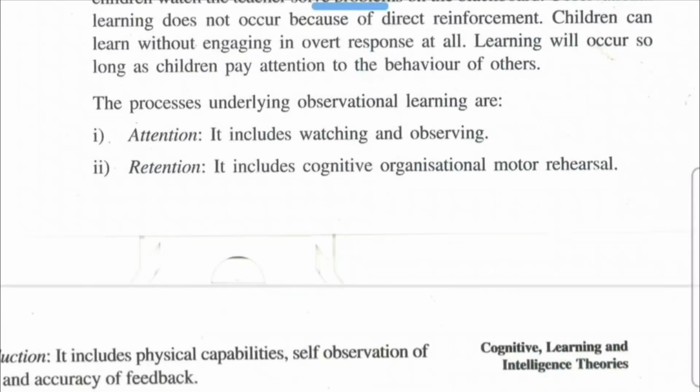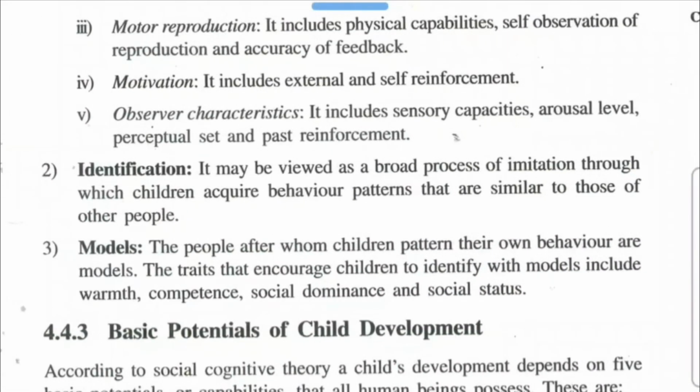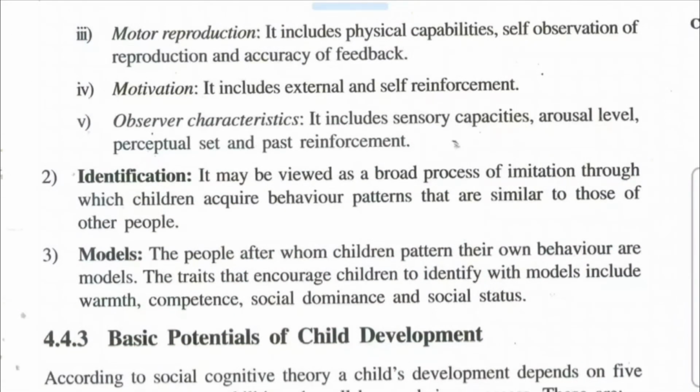The processes underlying observational learning are: Attention. This includes watching and observing. Retention. This includes cognitive organization and motor rehearsal. Motor reproduction. This includes physical capabilities, self-observation of reproduction, and accuracy of feedback. Motivation. This includes external and self-reinforcement. Observer characteristics. These include sensory capacities, arousal level, perceptual set, and past reinforcement.